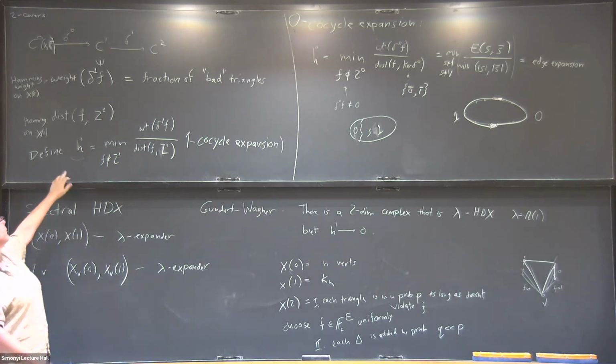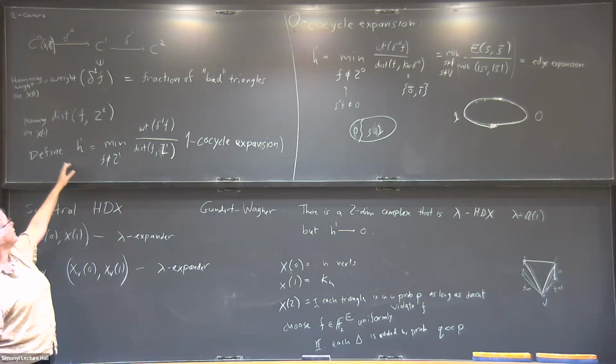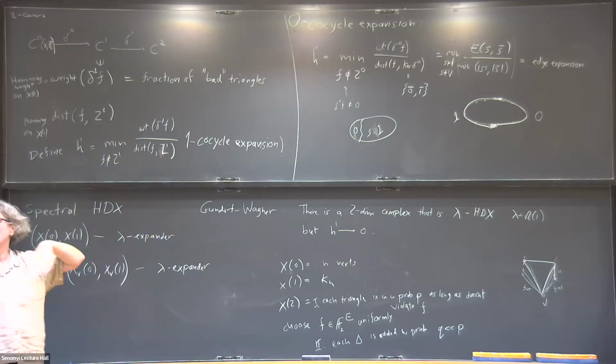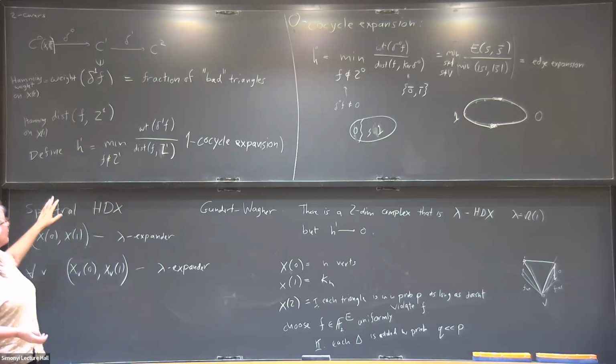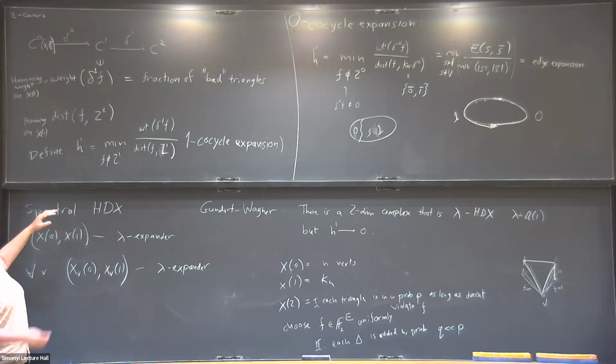So these HDXs often come with some underlying group and there's an underlying field, and then you can ask what's the dependence on the field and on the dimension. And there's been a lot of work on that. And actually, this will be very important after the break when we talk about agreement tests.